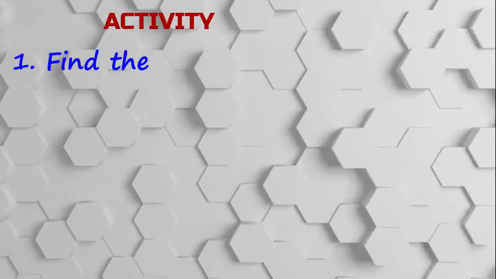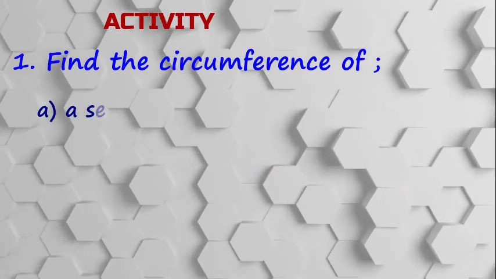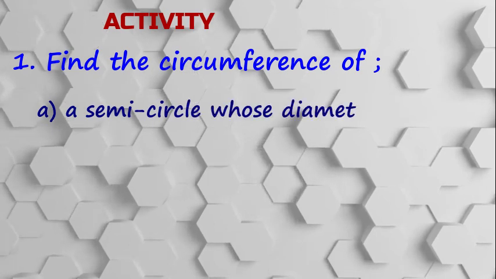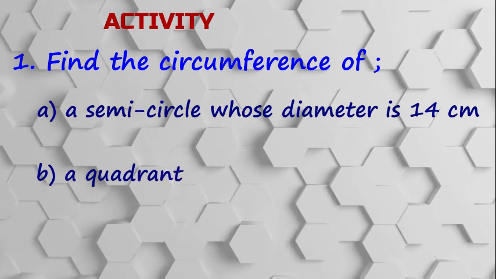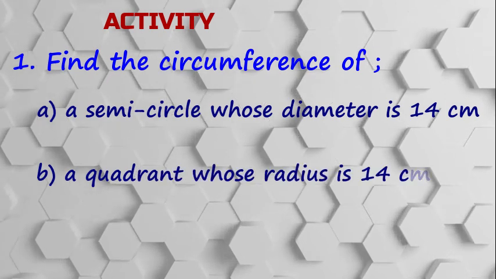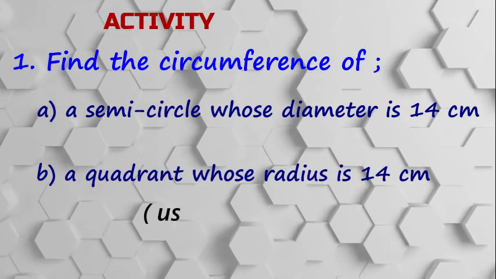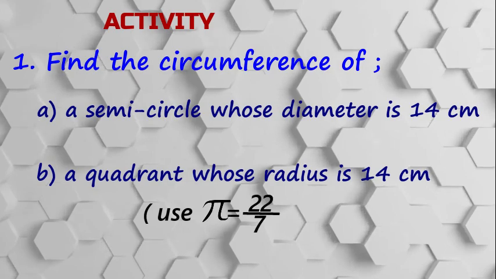Activity. Find the circumference of part A, a semicircle whose diameter is 14 centimeters. Part B, a quadrant whose radius is 14 centimeters. Use pi 22 over 7.